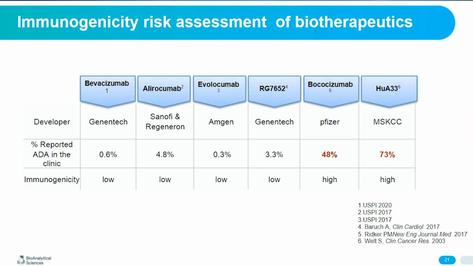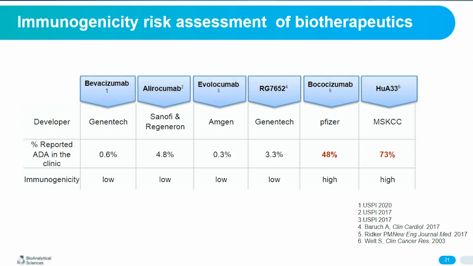RG7652, this is Genentech's own anti-PCSK9 that showed to be low immunogenic in the clinic. And we also stimulated with another molecule, bococizumab. This molecule showed 48% clinical ADA in phase 3 and was terminated. Since all of those molecules share the same target, we thought it would be nice to compare between them and see if we can assess this by the T-cell proliferation.